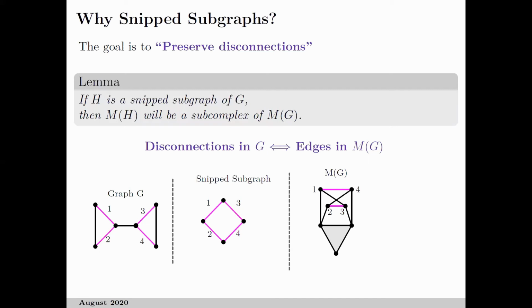Here at the bottom, we see the example from the last slide. You can see the edges 1 and 4 are non-adjacent in the C4, and they are still non-adjacent in G. However, edges 1 and 3 are adjacent in the C4, but non-adjacent in G. Additionally, on the right, we have the matching complex of G. We can see that the matching complex of C4 is a subcomplex of this. This is indicated by the pink highlighted edges. We will come back to snipped subgraphs momentarily.